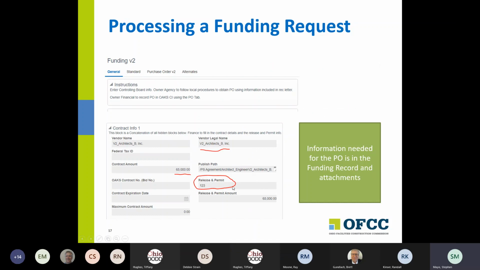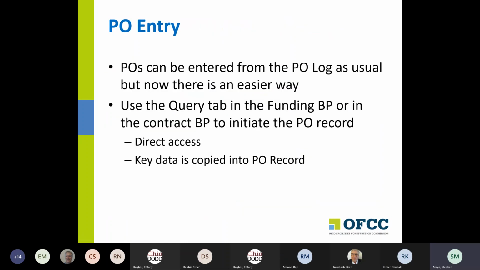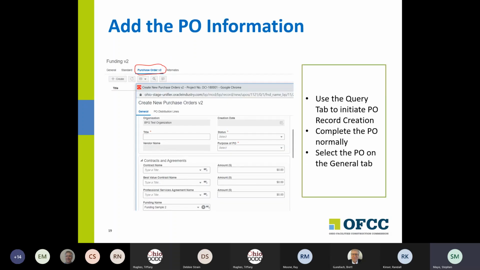and then the contract number, release and permit number information. And yeah, I was getting ahead of myself a minute earlier. POs can be entered from the PO logs as usual. So you can go to PO and enter a new PO that way. But in version 2, there is an easier way using what we call a query tab. And I'm going to go ahead and hop to the next slide here.